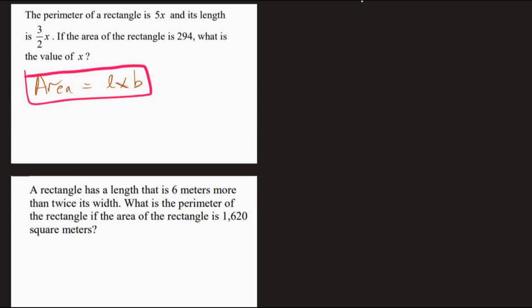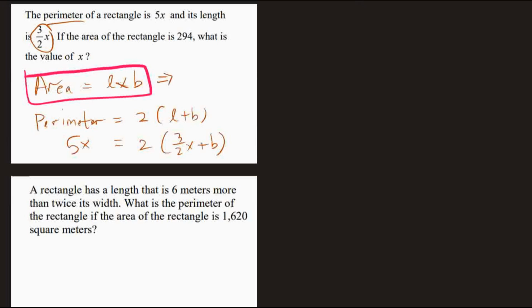Now we have the given, and the second formula will be related to perimeter. Perimeter is equal to 2 times length plus breadth, and here it is 5x. So 5x is equal to 2 times the length, which is 3 over 2x, plus the breadth, which is unknown, and the area of the rectangle is 294.